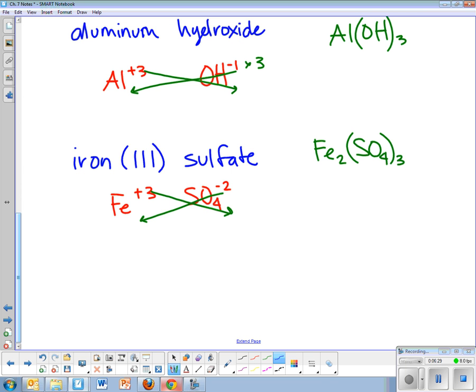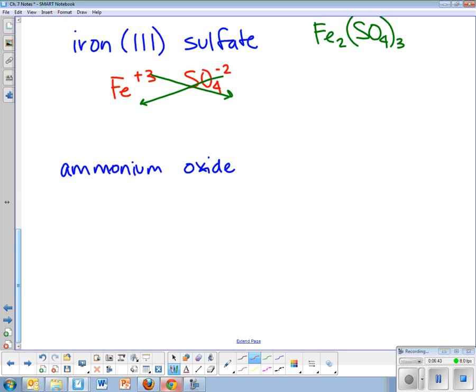Ammonium oxide. In this case, we have a polyatomic ion as a cation. This is the only one we're learning about. So ammonium is NH4 with a +1 charge. Every other cation that we're going to deal with is going to be a metal. Oxide means it's just oxygen, so it's O minus 2.